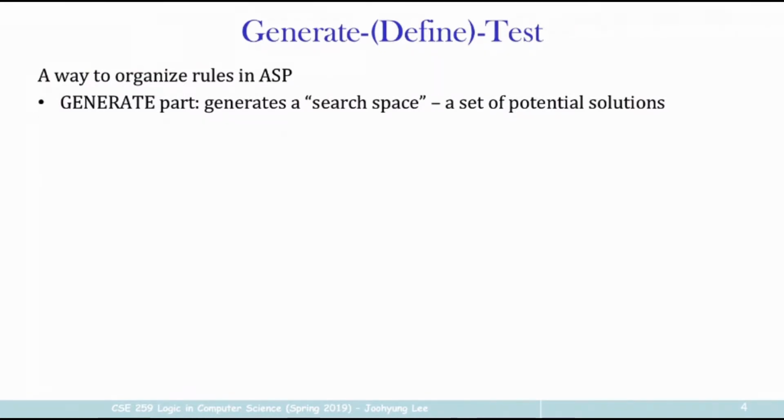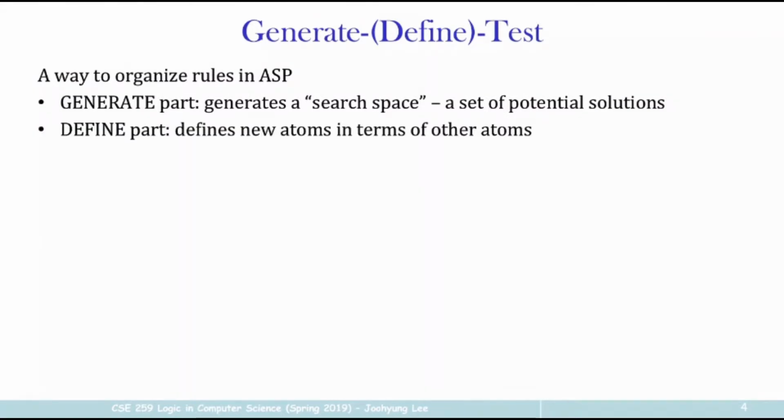The first part of organizing an ASP program is the generate part. We are going to generate a search space which contains a set of potential solutions. Not all the solutions in this space are the final solution, but this part contains at least all the correct solutions. It may contain some incorrect solutions, but for now, it's okay. The reason is that it's easy to generate some potential solutions, and then we can prune out the bad solutions later.